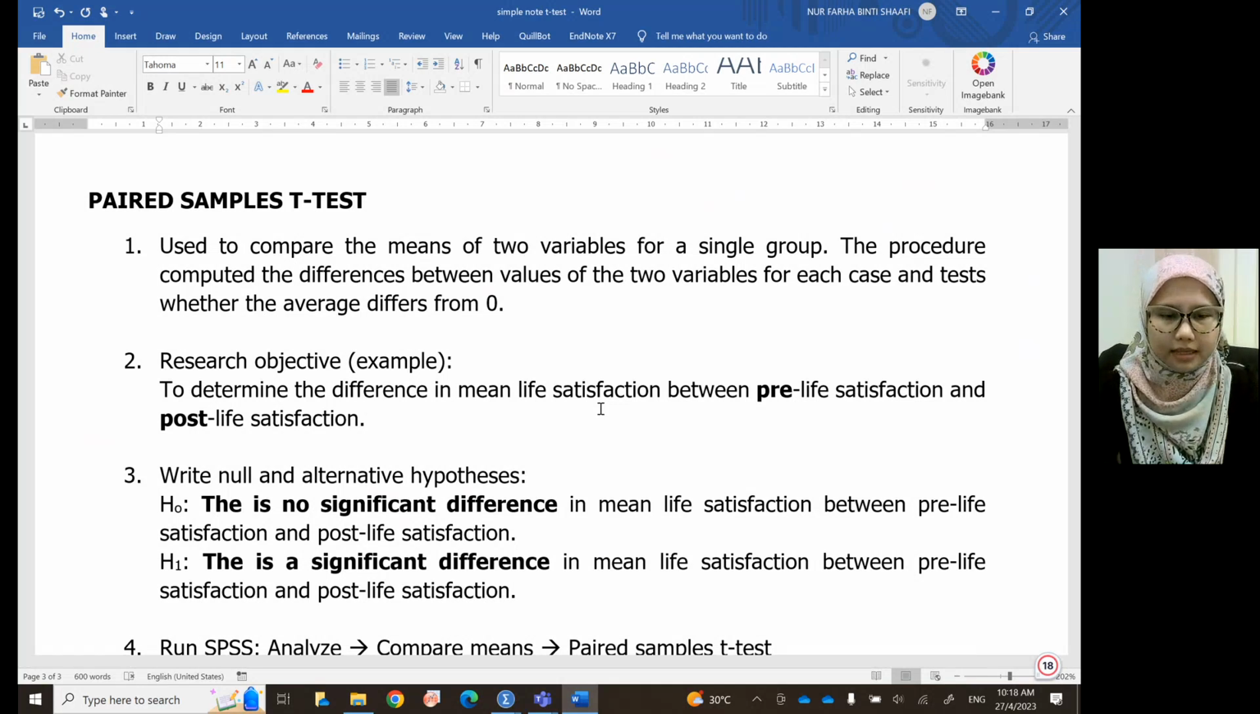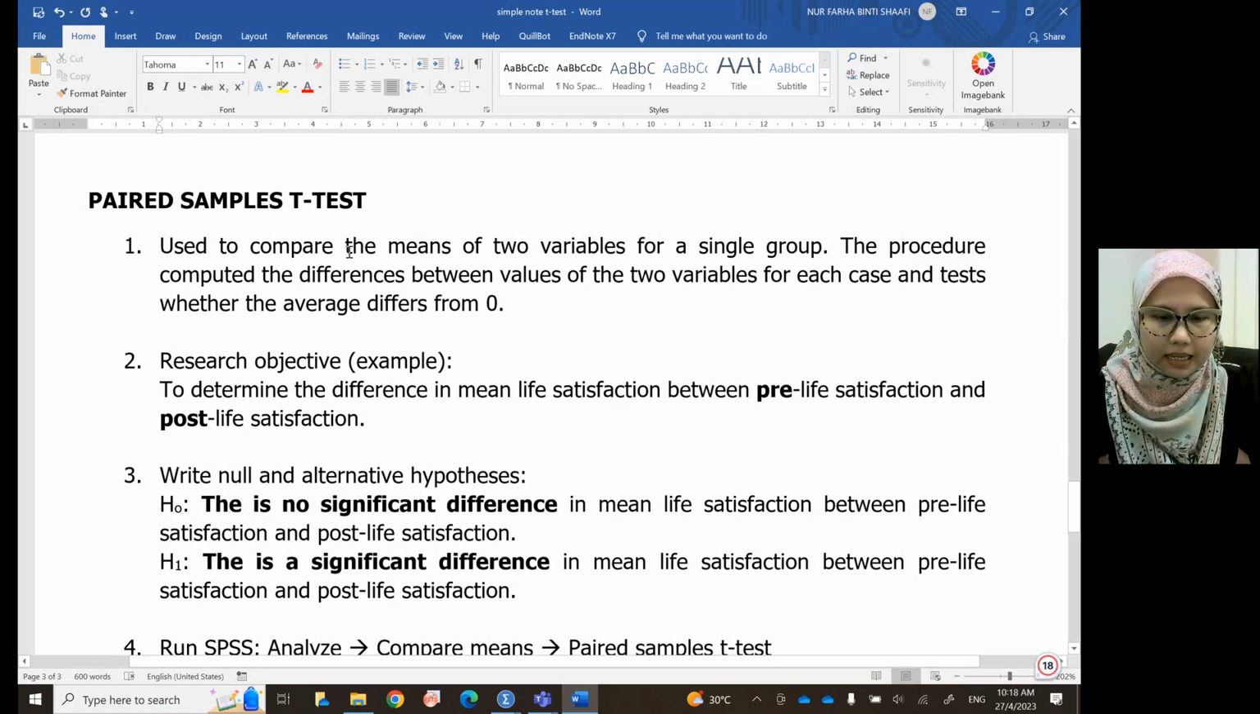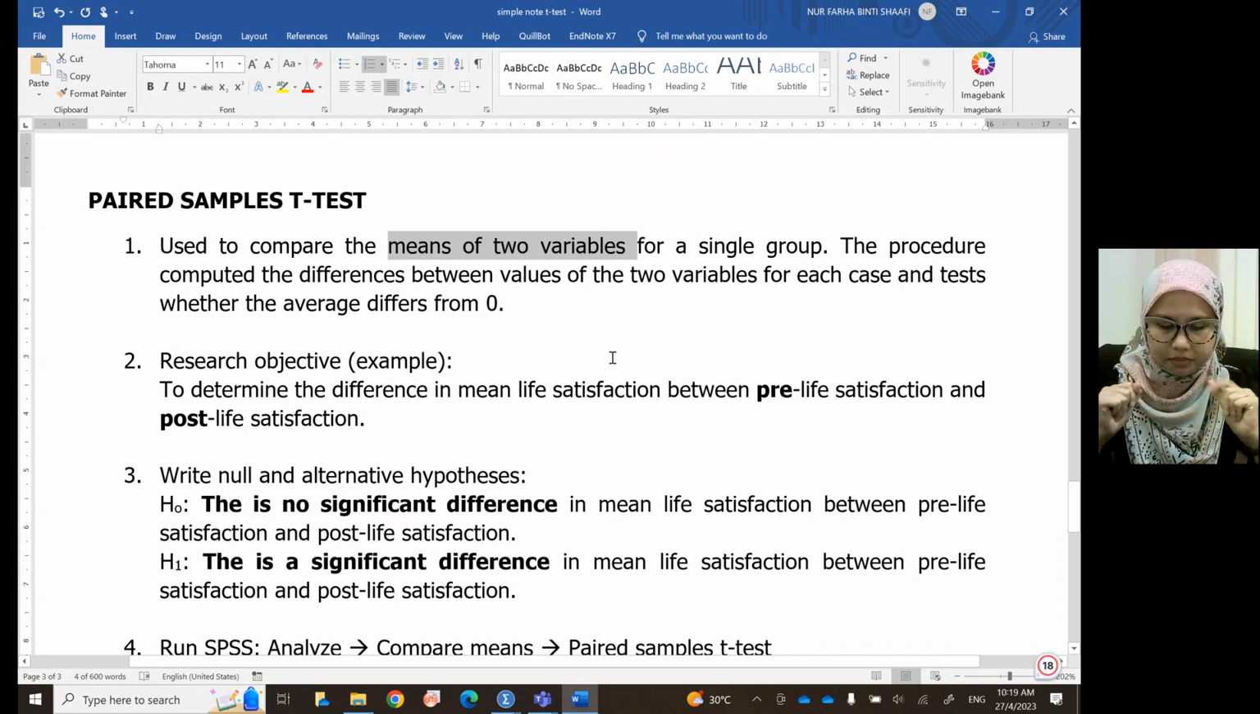The paired sample t-test is used to compare the means of two variables for a single group. The procedure computes the differences between the values of the two variables for each case and tests whether the average differs from 0.